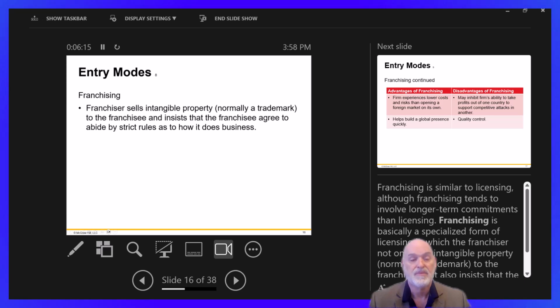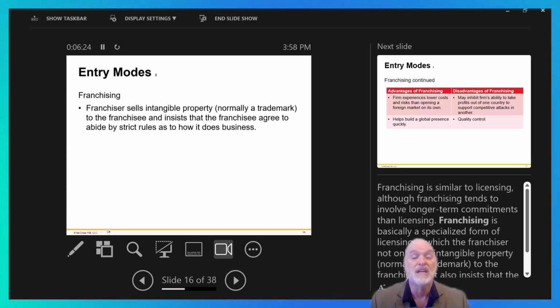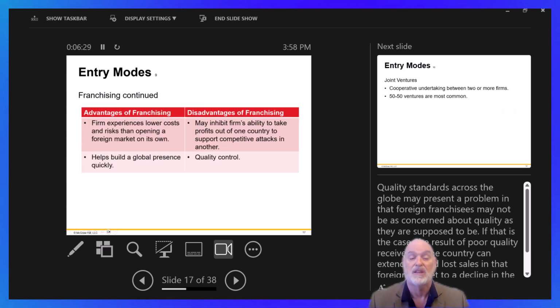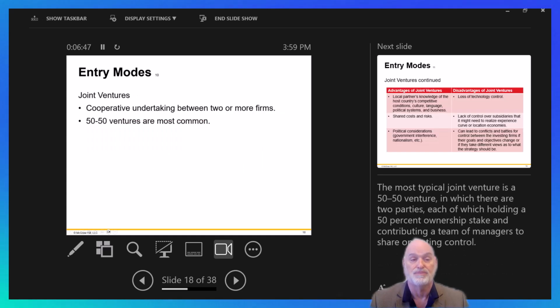Franchising. A franchisor sells intangible property, normally a trademark, to the franchisee and insists that the franchisee agree to abide by strict rules as to how it does business. Some of the advantages: the firm experiences lower costs and risks than opening a foreign market on its own, and it helps build a global presence quickly. The disadvantages of franchising: it may inhibit a firm's ability to take profits out of one country to support competitive attacks in another, and there is also quality control.